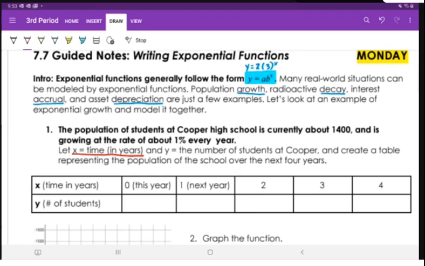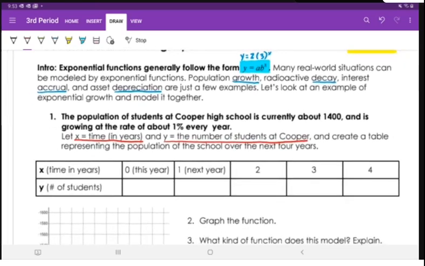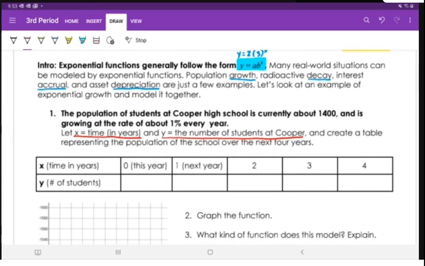Now we're going to let y equal the number of students at Cooper, just number of students. Our first goal is to create a table that represents the student population over the next 4 years. So we know it's growing. It's growing at the rate of about 1% every year. How are we going to figure out how many students we have in each of these pieces of our table?